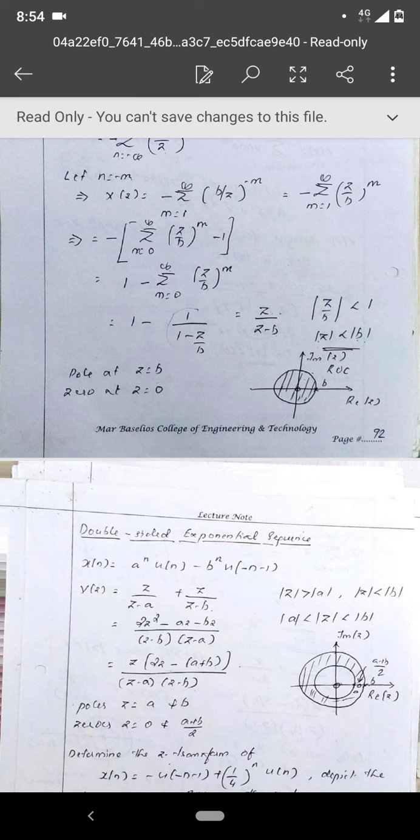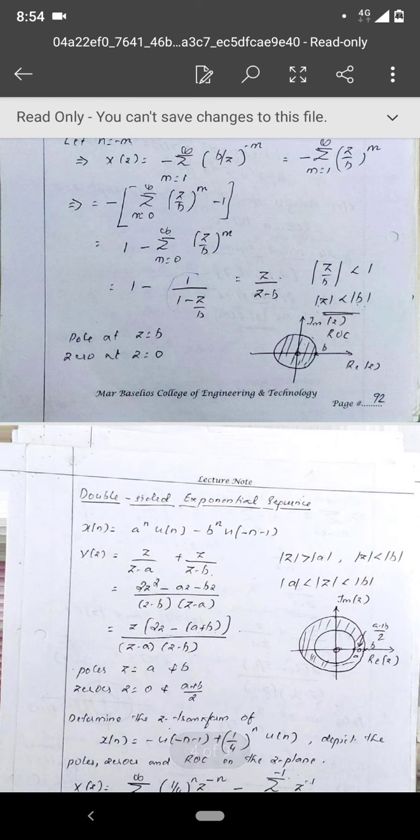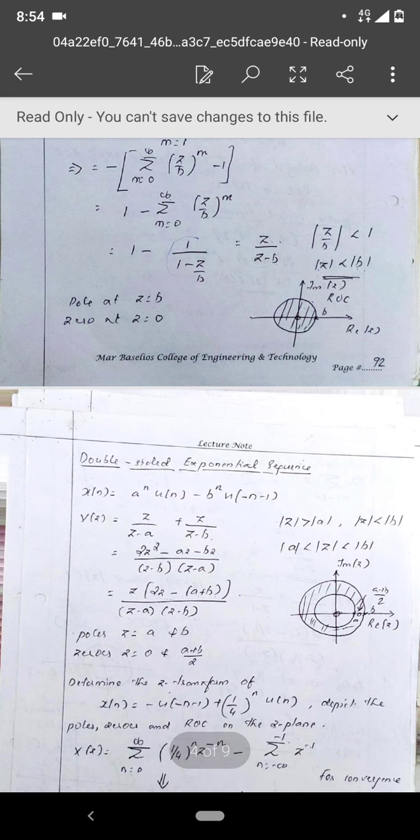Already we have seen some problems there. The magnitude of z by b should be less than 1. That means the mod of z should be less than b. So the result is z by z minus b, where the ROC is magnitude of z less than magnitude of b, or simply write b itself. That is also enough, because b represents the radius, and the radius should always be positive. So what you see is that the ROC is towards the inside of the circle.